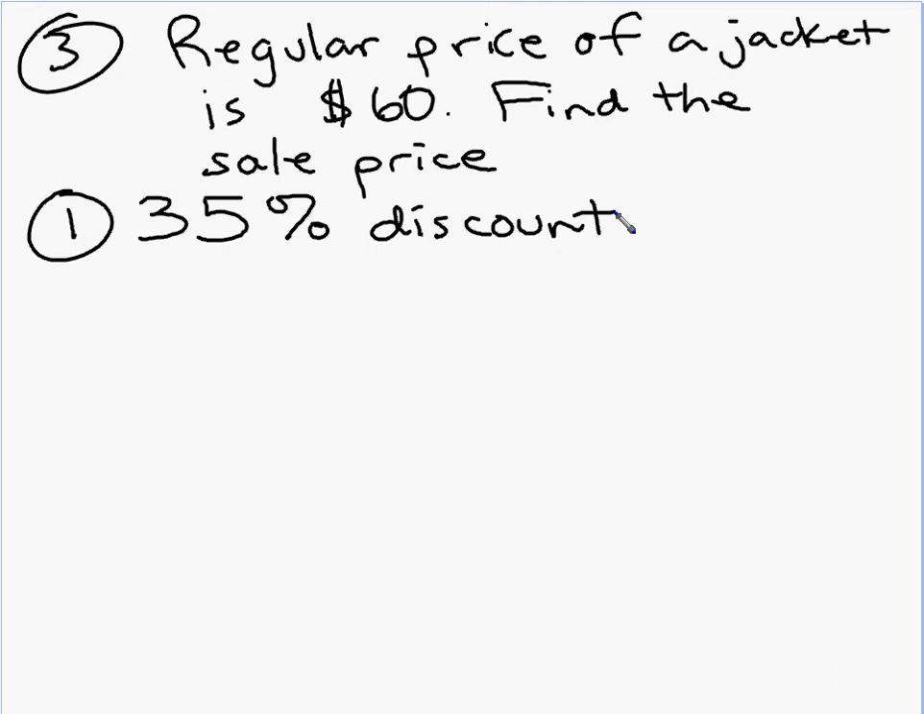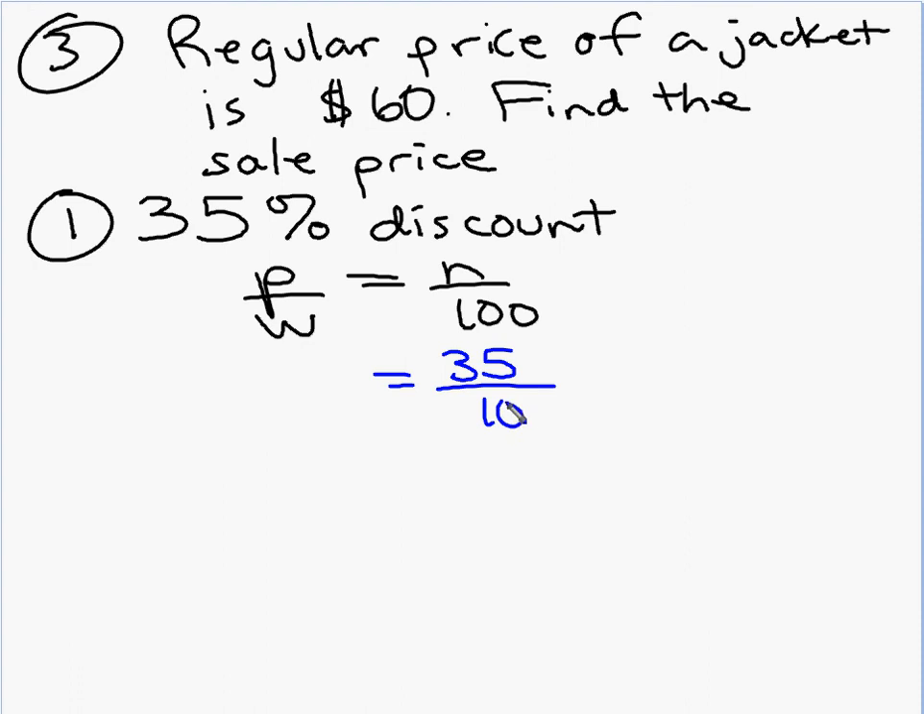So the good news is we don't do anything different to start. We start with our relationship. The part to whole equals n to 100. You start the problem the same way. And since there's a 35% discount, where do I put the 35? Over 100. And they give me the original or regular price of the jacket is $60. Is that the part or the whole? That's the whole. That's the original price. We're going to take some money off of that. And then I want to find the part.